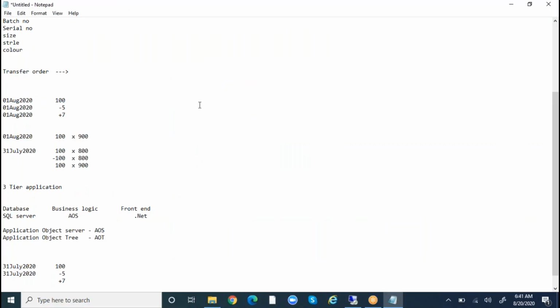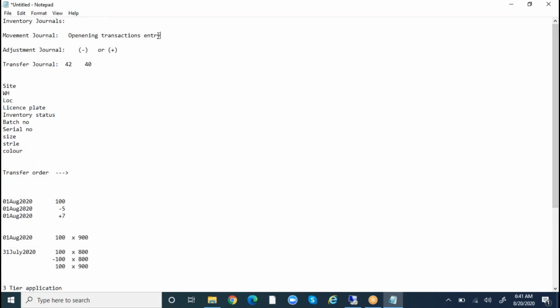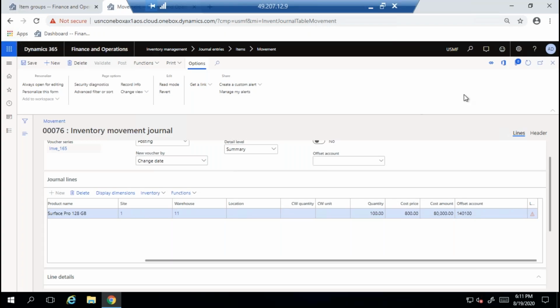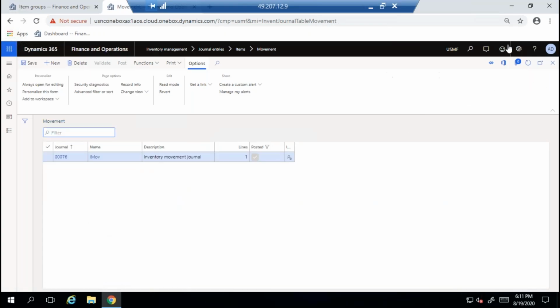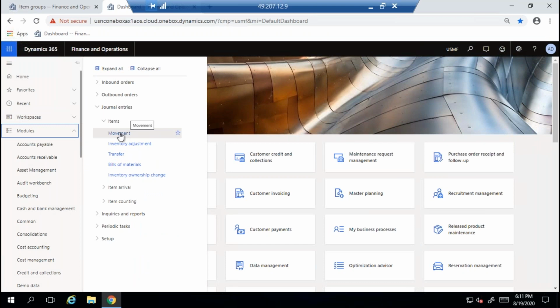Now, movement journal. We understood opening stock. For opening stock we will use this movement journal. Next, adjustment journal. Let me show. Generally speaking, movement journal is a one-time entry. That is my opinion. People may change their opinions, but my suggestion is that in your life you are going to use movement journal only one time.